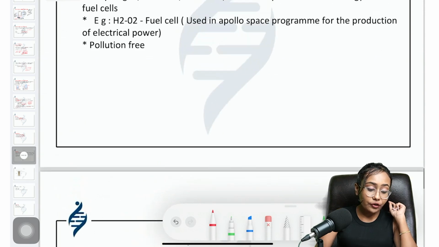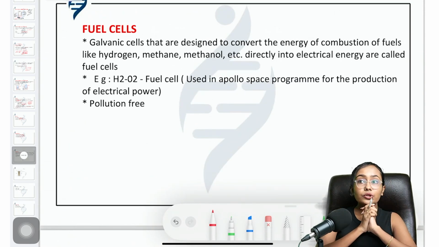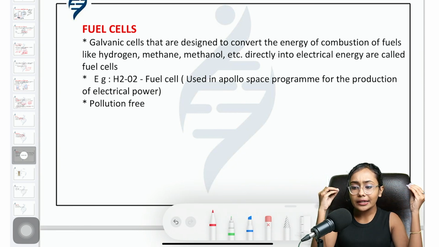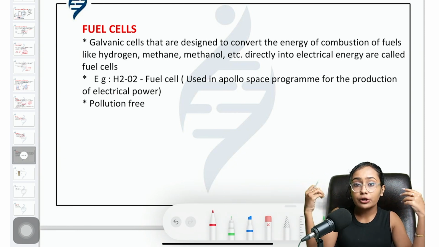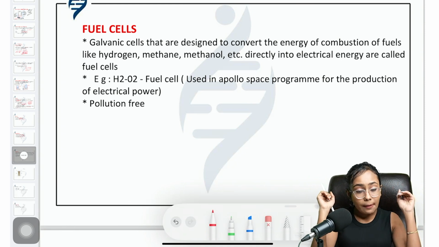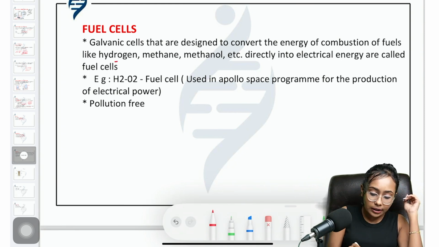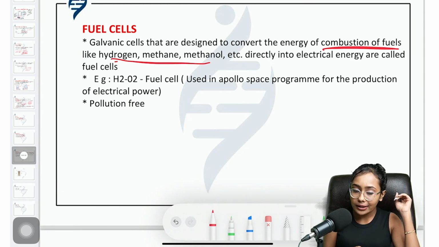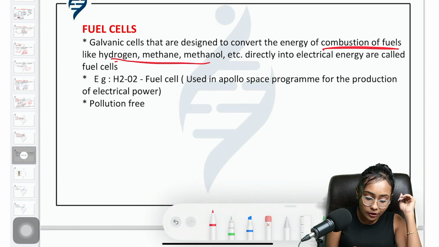Now coming to fuel cells, which is a must-learn topic in electrochemistry. Fuel cells produce electrical energy. They produce electricity by the combustion of fuels or gases like methane, hydrogen, methanol, etc.